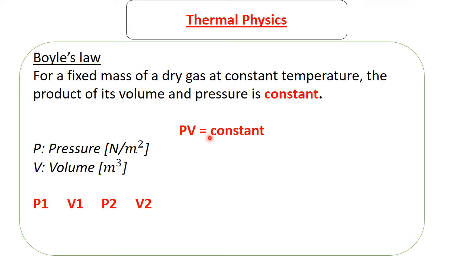This states that if you multiply P1 and V1, what you get should be the same as what you get when you multiply P2 and V2. So we can come up with an equation, which is P1 V1 equals P2 V2. Pressure 1 times volume 1 equals pressure 2 times volume 2. This is the equation that we can derive from Boyle's law.